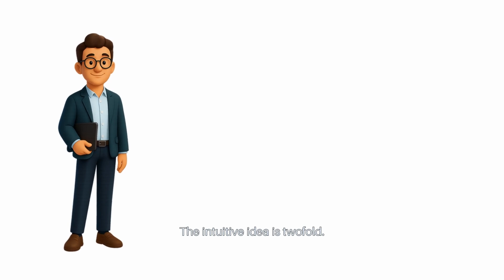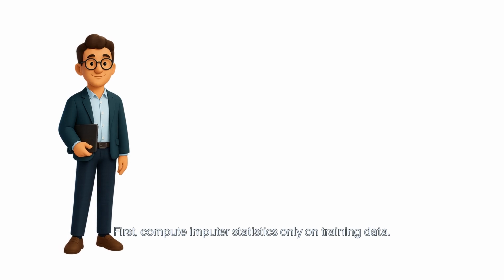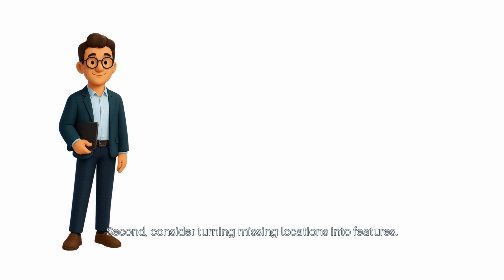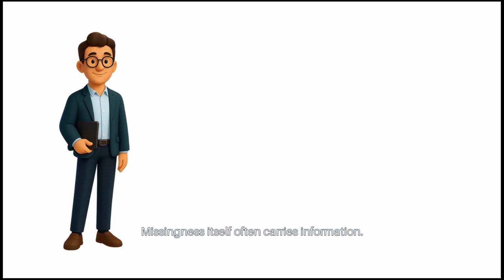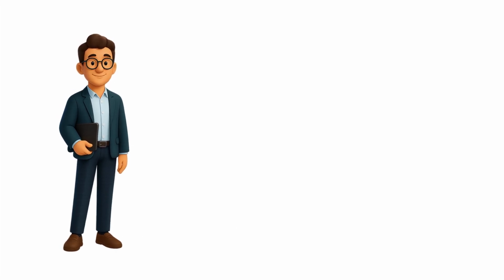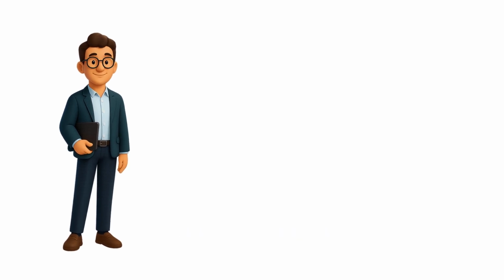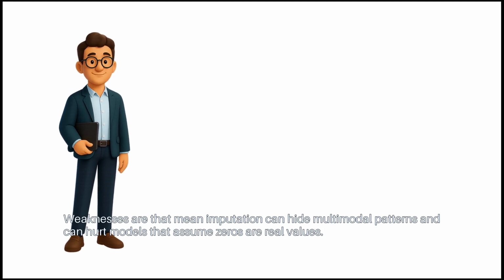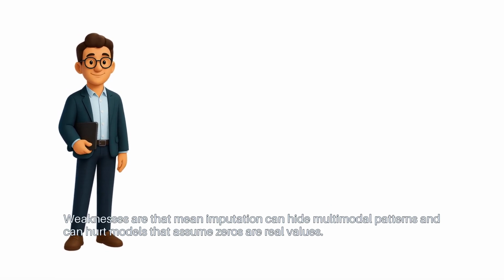The intuitive idea is twofold. First, compute imputer statistics only on training data. That keeps the pipeline honest. Second, consider turning missing locations into features. Missingness itself often carries information. Strengths are simplicity and reproducibility. Weaknesses are that mean imputation can hide multimodal patterns and can hurt models that assume zeros are real values.